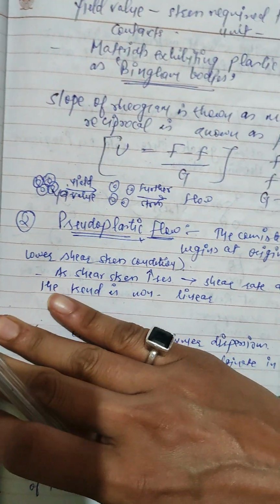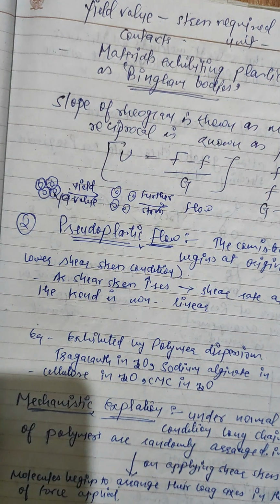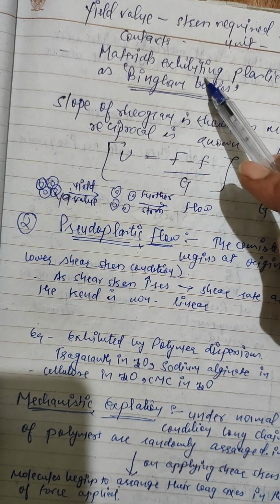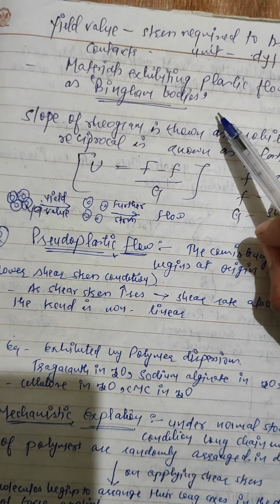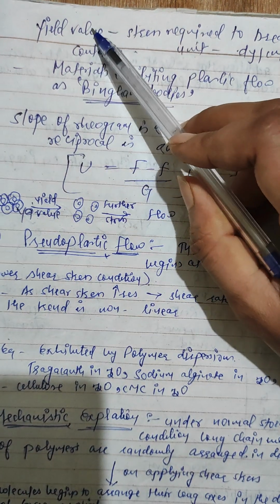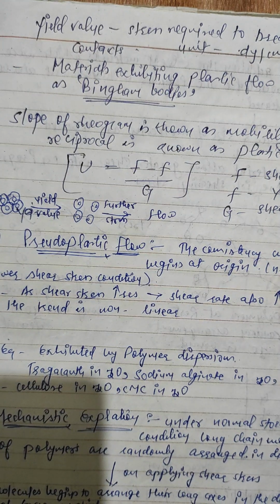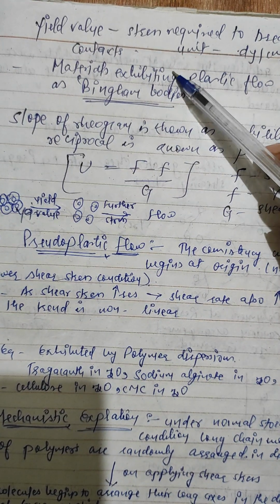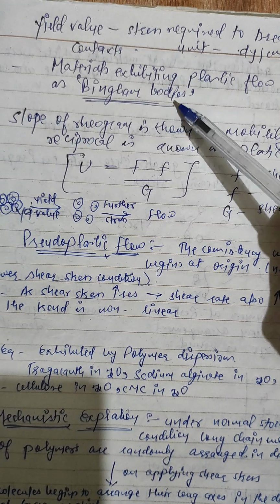Yield value is the stress which is required to break interparticle contact between the materials that exhibit plastic flow. These are also known as Bingham bodies. We saw it yesterday. The definition of the yield value is the stress required to break the interparticle contacts in that fluid, known as yield value and Bingham bodies.